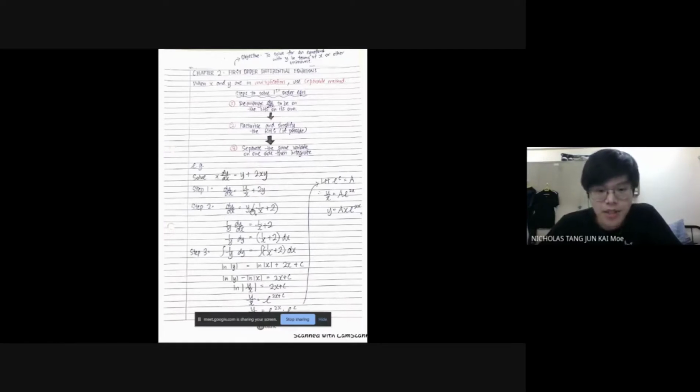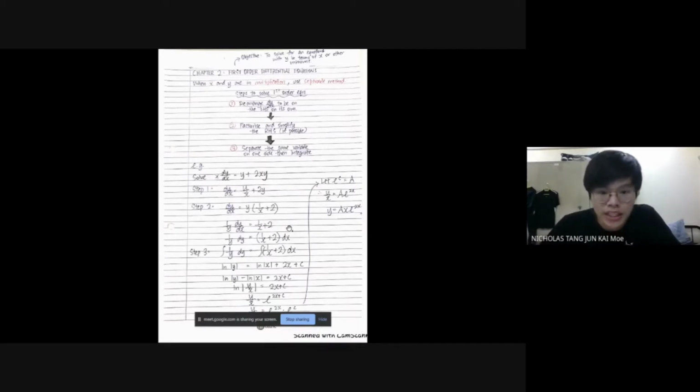The second step, we factorize with what we can from the right-hand side. So in this case, dy/dx will be equal to y times (1 over x plus 2). So next, we move the y to the left-hand side, and then we get the equation 1 over y dy equals (1 over x plus 2) dx.